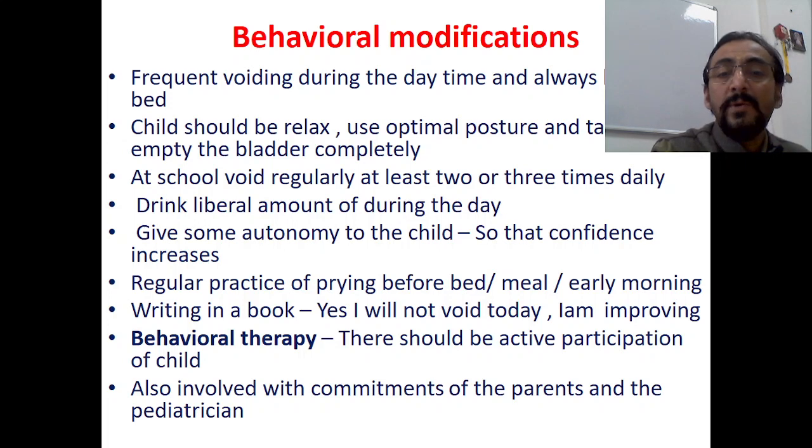Now drink a liberal amount of water during the daytime, but after evening hours you restrict it. Give some autonomy to the child so that confidence increases. Now that's important. Don't keep on telling everything to the child. Give some autonomy, give some responsibility to him. Small responsibility, like bringing the potatoes from the fridge while in the kitchen, or bringing the water, or watering the plants. This increases the confidence. In turn, it also helps to come out of this particular stressful situation of nocturnal enuresis.